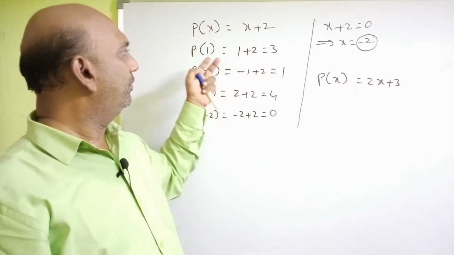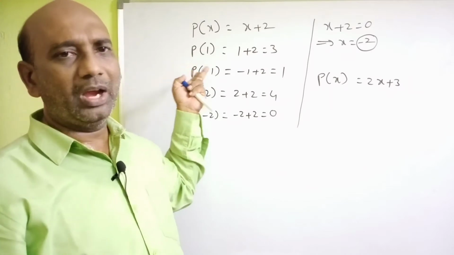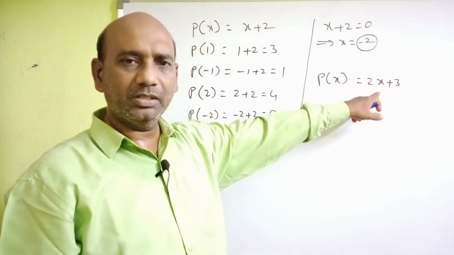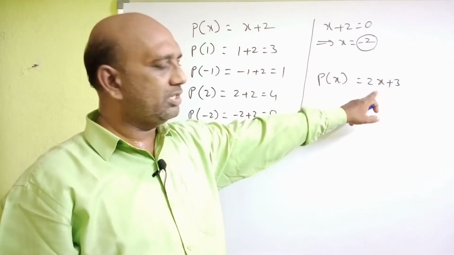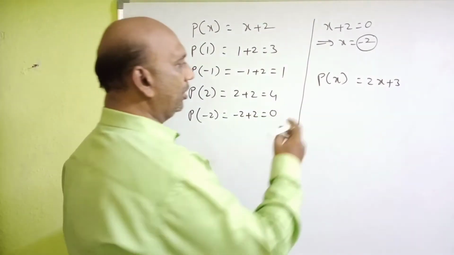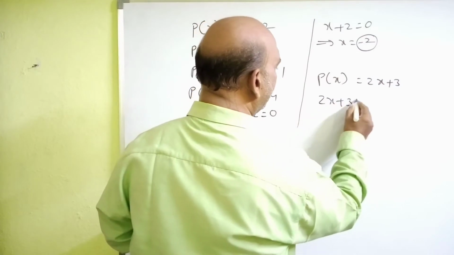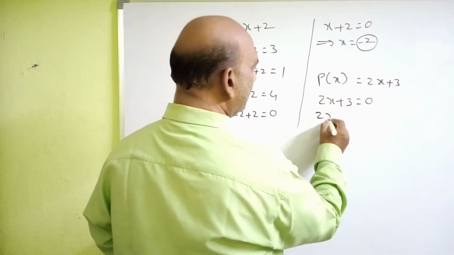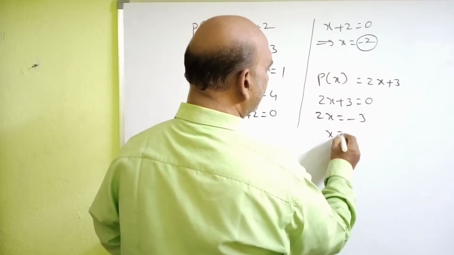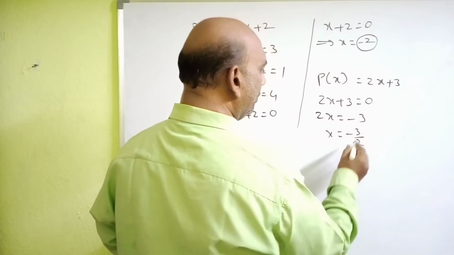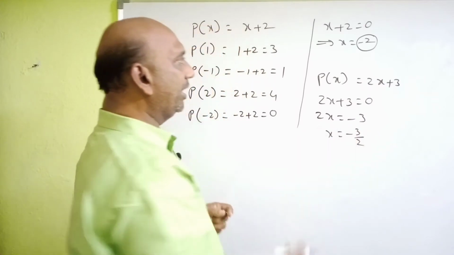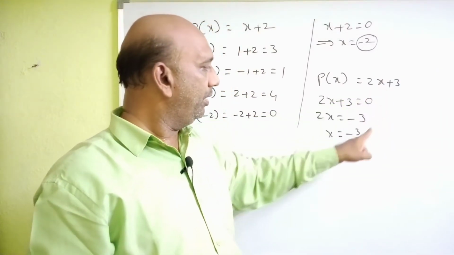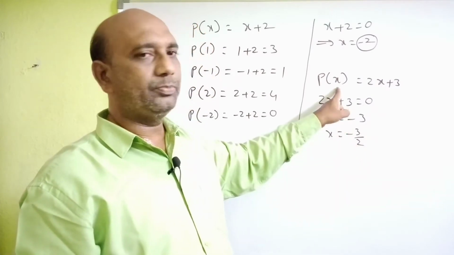No need to try with different values of x. Just take this polynomial and solve for x. How can we solve for x? Take the polynomial 2x plus 3 equal to 0. Then solve for the x value. That means 2x is equal to minus 3. So x is equal to minus 3 by 2. So at x is equal to minus 3 by 2, its value becomes 0. That's why minus 3 by 2 is the zero of this polynomial.